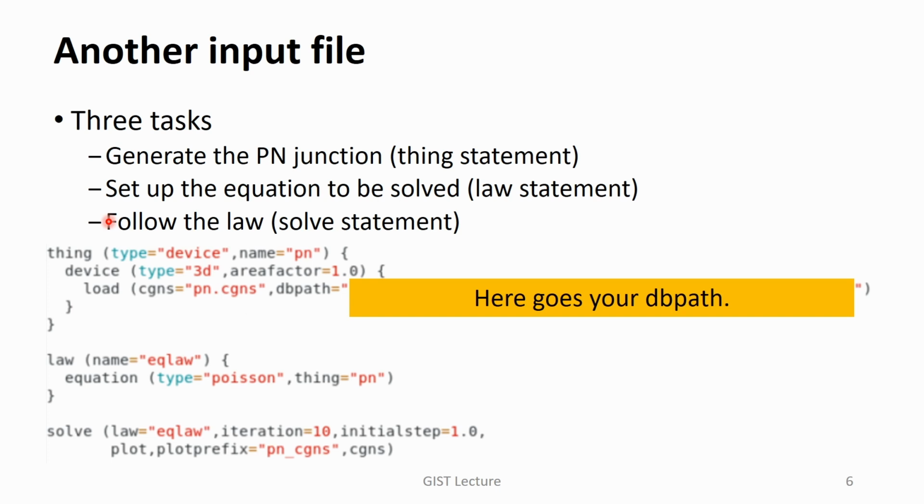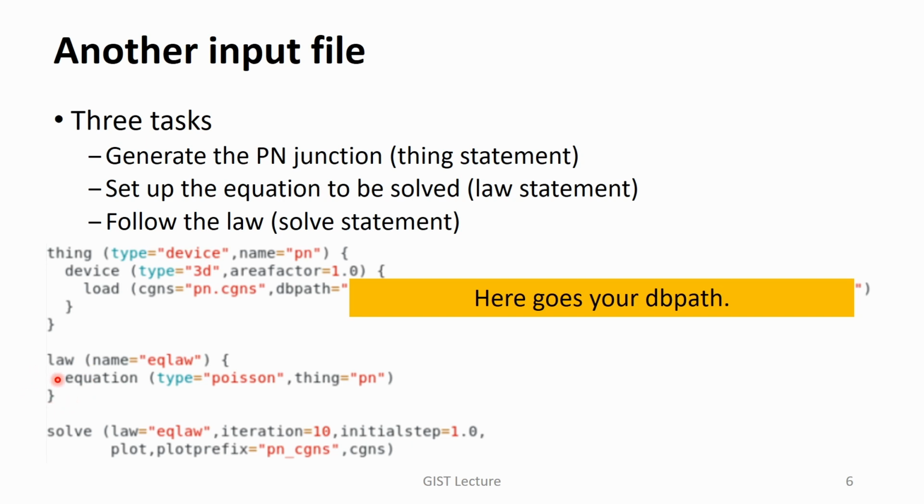The previous input file was used only to generate a device structure. Now, let's make another input file. It is shown below. 3 tasks are done in this file. The first task is done by the thing statement. A 3-dimensional device is loaded from the file pn.cgns. After this statement, a device object is in the world.